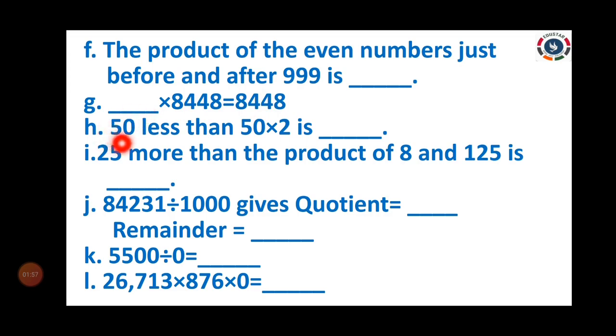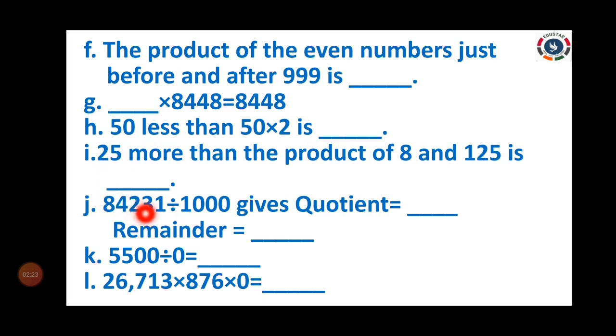H. 50 less than 50 into 2 is dash. So you want to multiply these two values. Then you have to subtract 50. You will get the answer here. And 25 more than means add. Okay. So the product of 8 and 125 is dash. So product means you want to multiply these two values. Then add with this value.